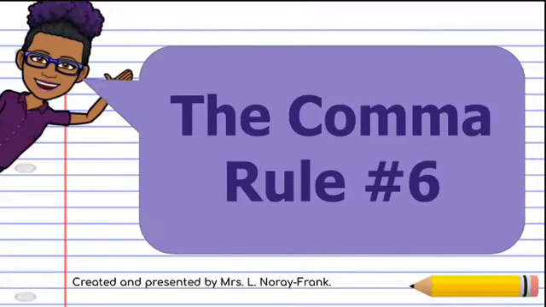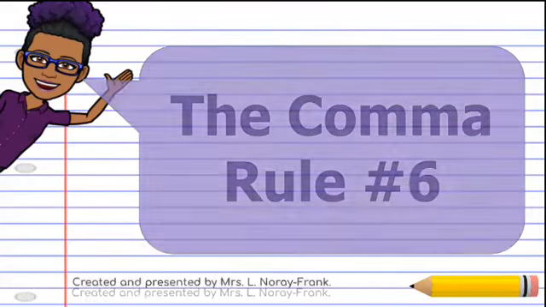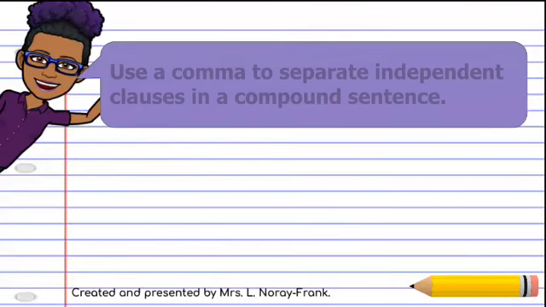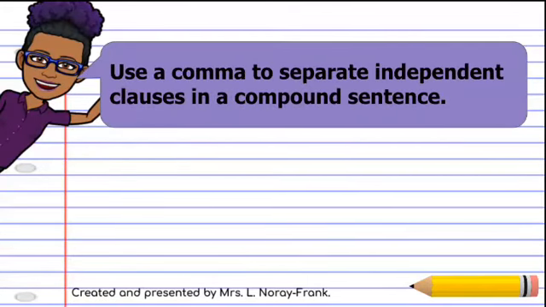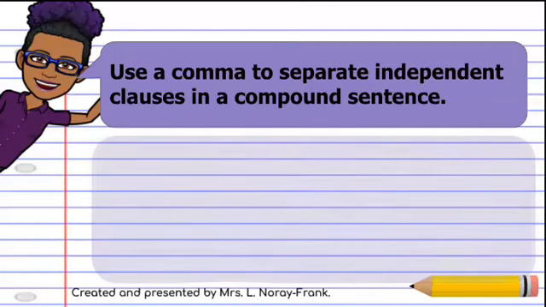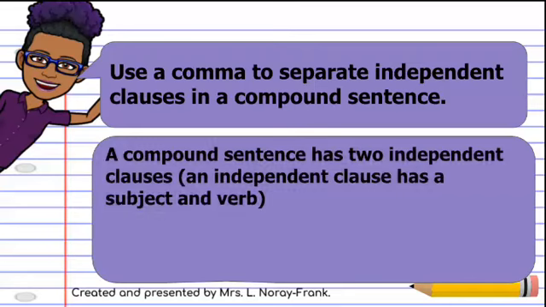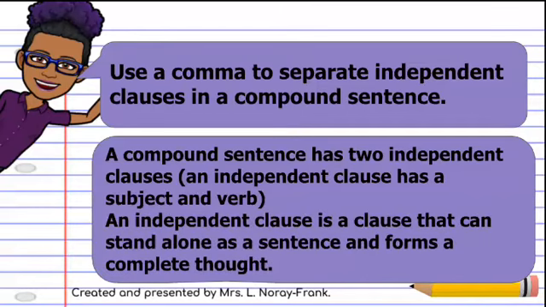The comma, rule number 6. Use a comma to separate independent clauses in a compound sentence. A compound sentence has two independent clauses. An independent clause has a subject and verb. An independent clause is a clause that can stand alone as a sentence and forms a complete thought.